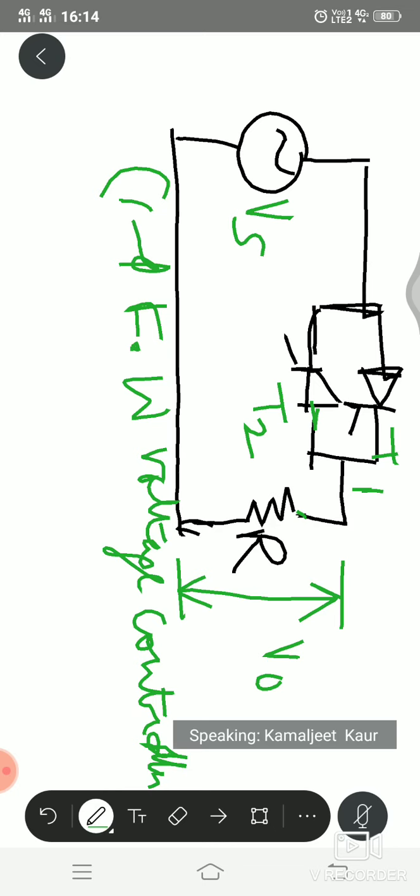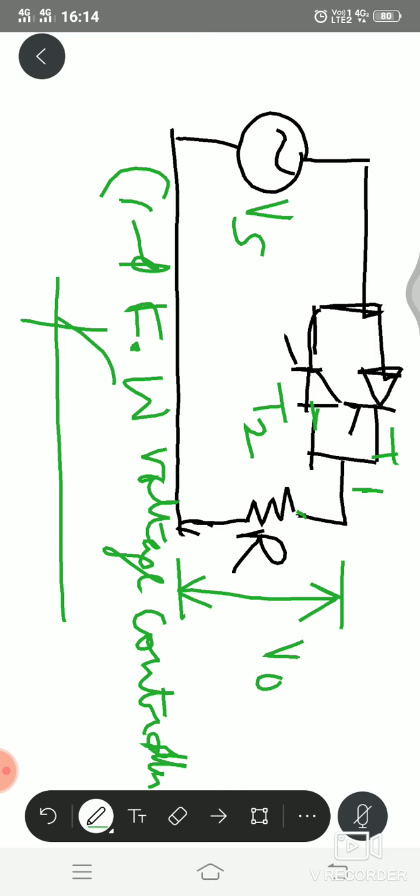So what is the difference of this circuit with the previous one? In this case, the diode D1 of the previous circuit is being replaced by another thyristor, T2. So we have got two thyristors connected back to back, and this combination is known as one phase full wave voltage controller. Whatever load you want, you can connect, but here for understanding purpose, we are taking a R load. Okay, so now let us discuss the working.